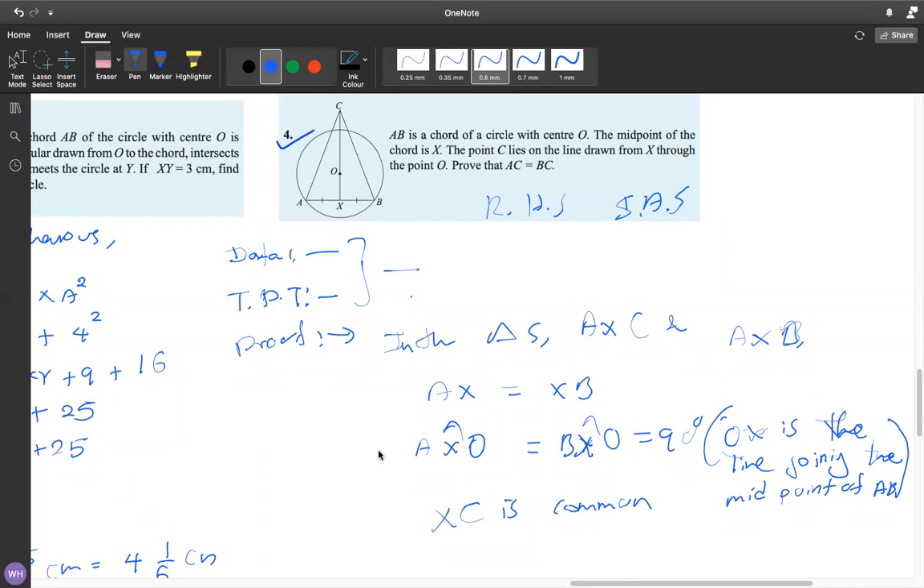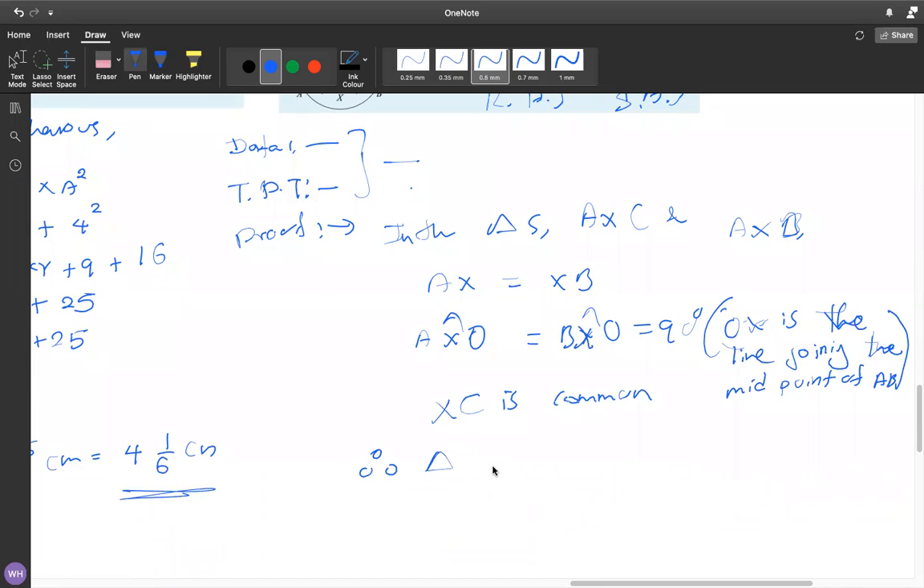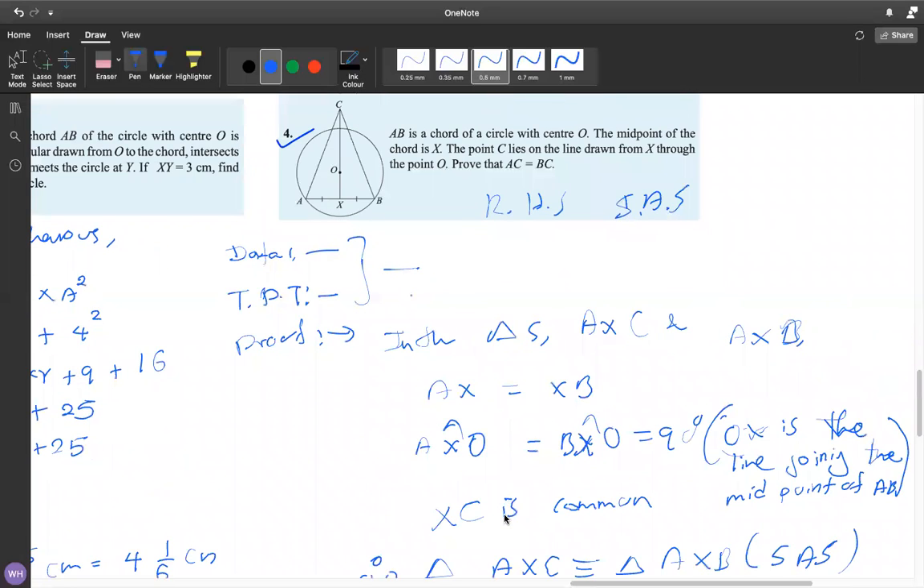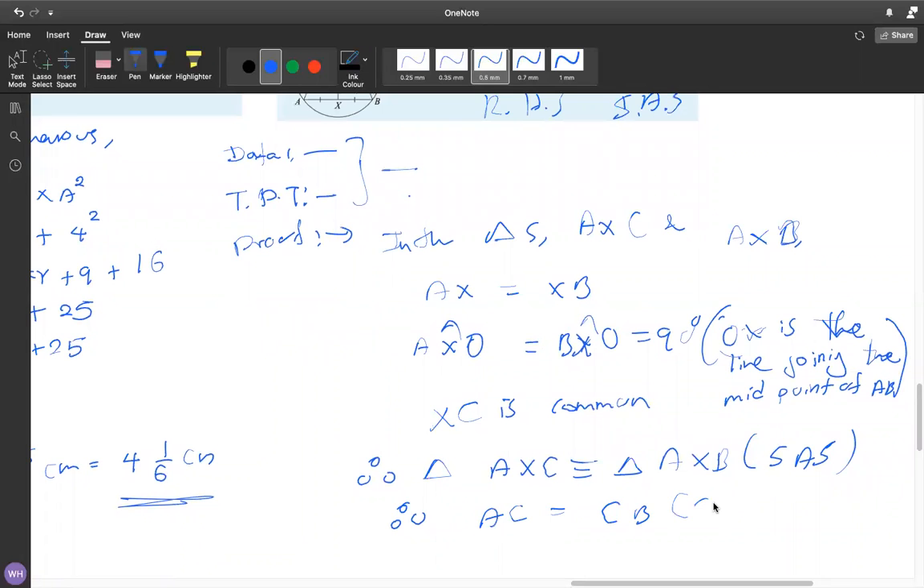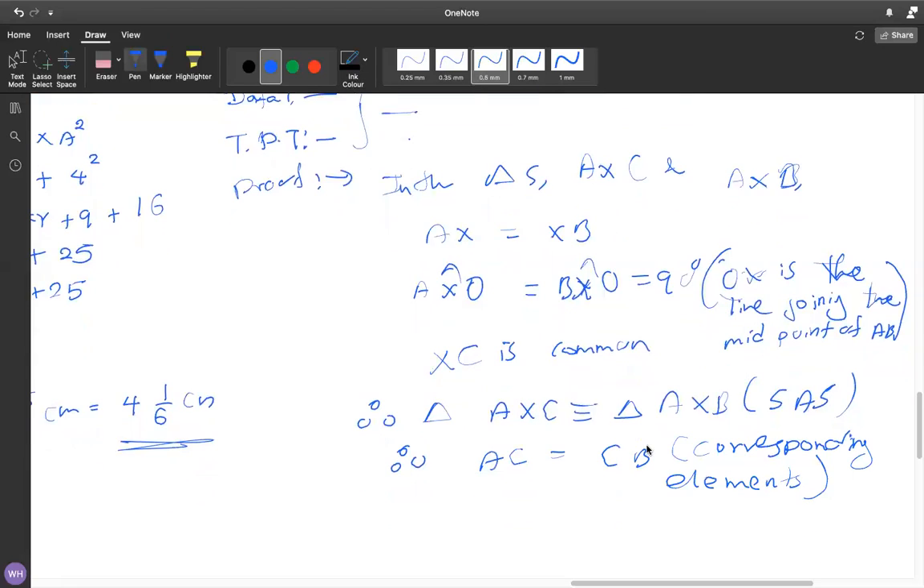So we have proved that, therefore the triangle AXC will be congruent to the triangle AXB under the case of SAS. So therefore, corresponding elements: AC will be equal to CB. The reason is corresponding elements. Okay. So this is the particular reason. AC will be equal to CB. Understood? Right.